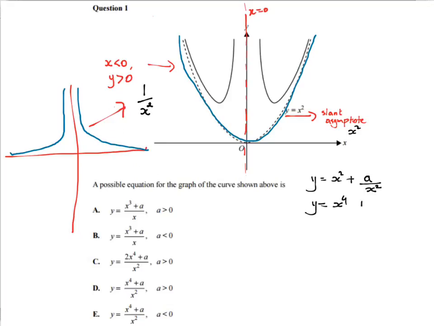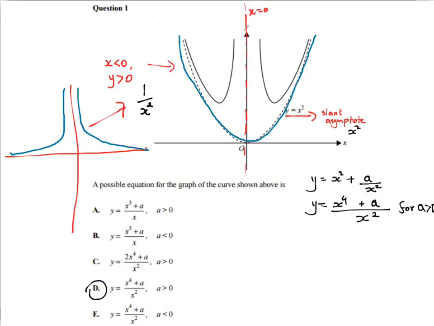All right? And if I rearrange it with a common denominator of x squared, then I get x to the power 4 plus a, for a must be a positive value. Okay? And there's our correct option, that's option D there. So that's an interesting question. It really tests your understanding of the features of rational functions there.